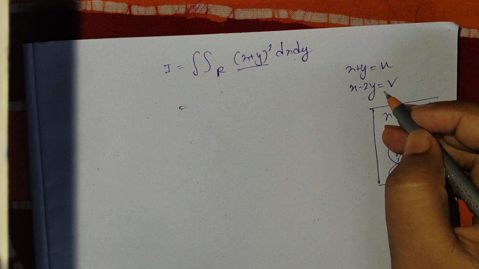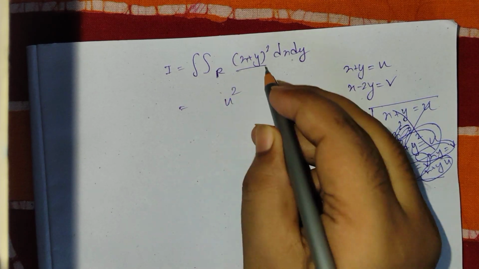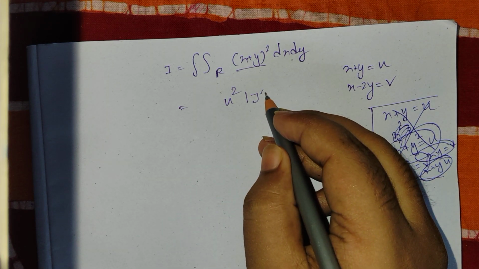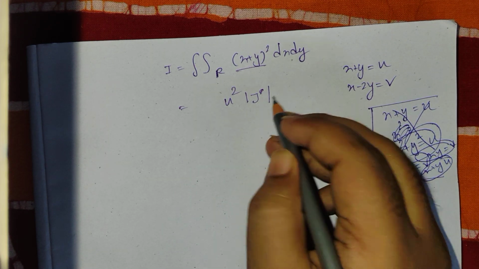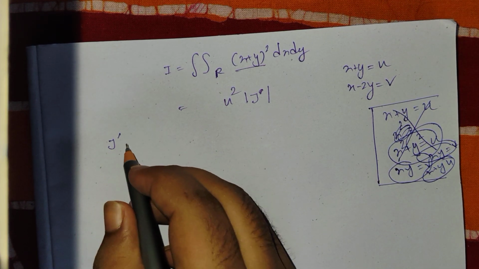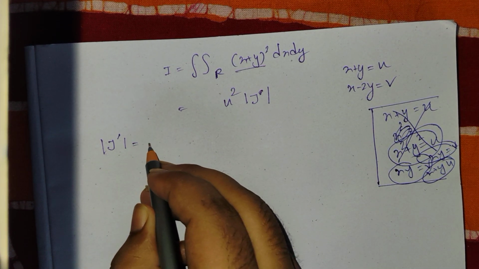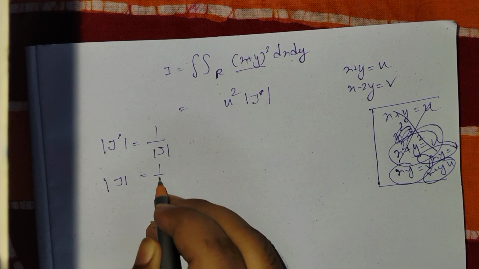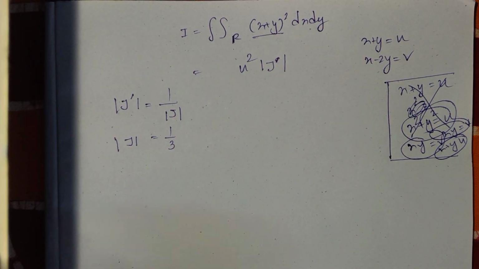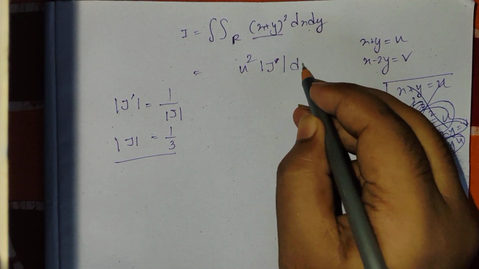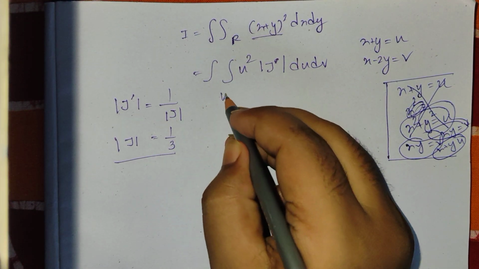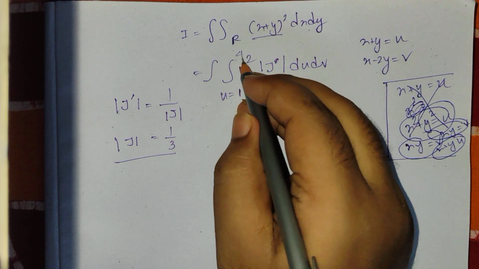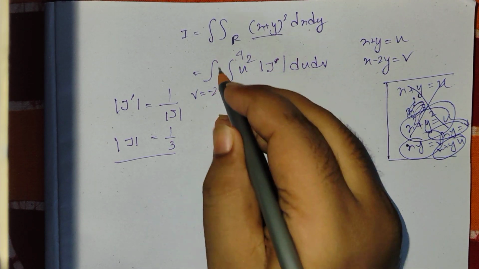So basically we have to replace x plus y as u. It will become u square into mod of Jacobian prime. No, not Jacobian prime, it is Jacobian. We have found out the Jacobian prime. The mod of Jacobian prime is basically 1 by Jacobian, so the value of Jacobian is nothing but 1 by 3. Be careful about that. Into du dv, and the limits of u, I have told you, are from 1 to 4, and the limits of v are minus 2 to 1.